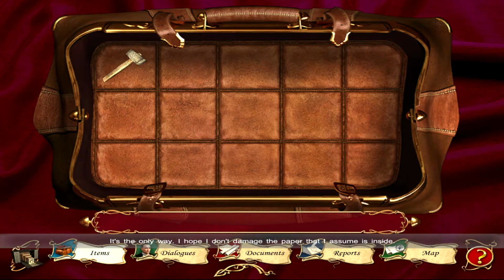It's the only way. I hope I don't damage the paper that I assume is inside.